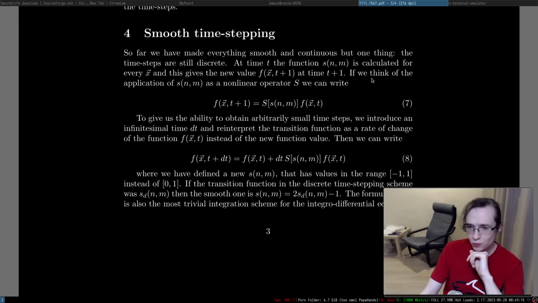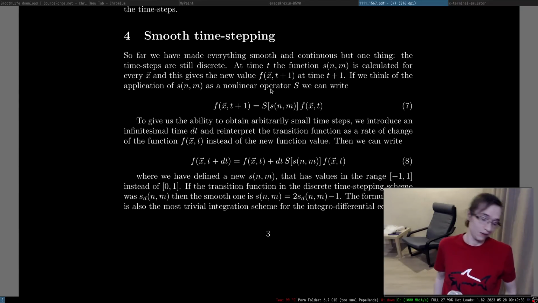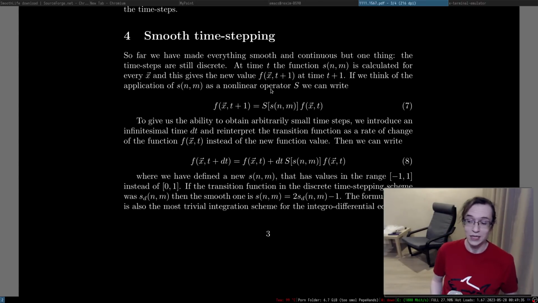This is the second thing that I couldn't understand, right? So they say, if we think of the application of S and M as nonlinear operator S, we can write this. But what is S? They say it like it should be obvious, it's a nonlinear operator, like, bruh. They never define it in the paper either, by the way. So this paper has two mysteries for me. It's alpha N versus alpha M and big S.